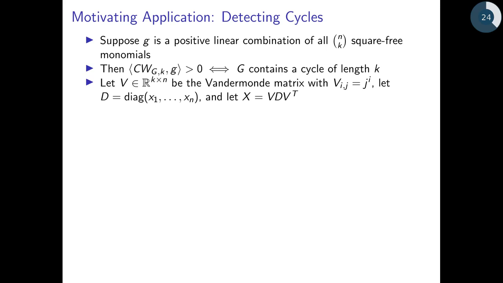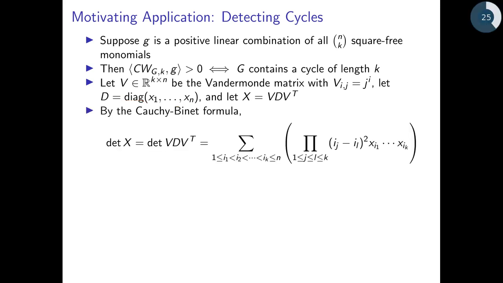Now I'll describe one such g that has this property that turns out to be a very good choice, although why it's a good choice will not be clear yet. So we start by taking V to be a k by n Vandermonde matrix whose ijth entry equals j to the i, and we take D to be this diagonal matrix of variables, and then we'll define X as V D V transpose. Then from the Cauchy-Binet formula, we can expand this out and see that indeed the determinant of X has this property that it's a positive linear combination of all the square-free monomials.